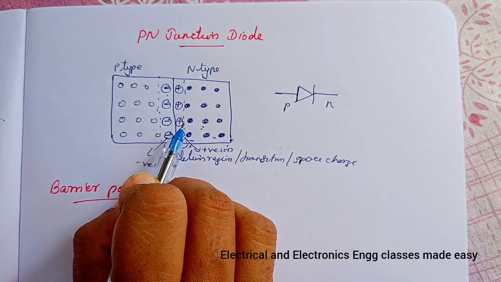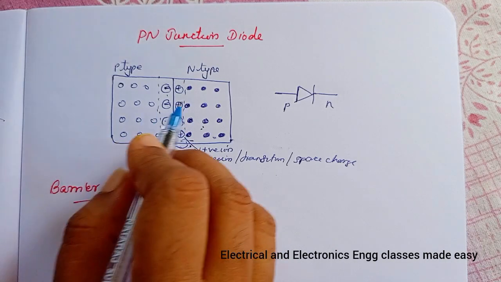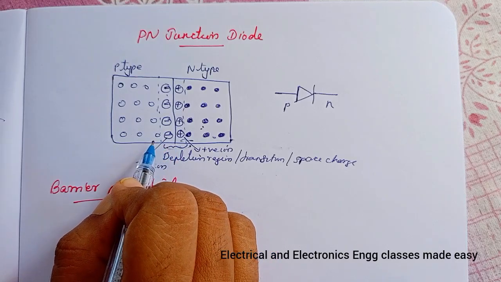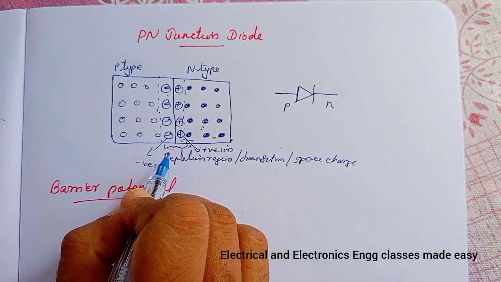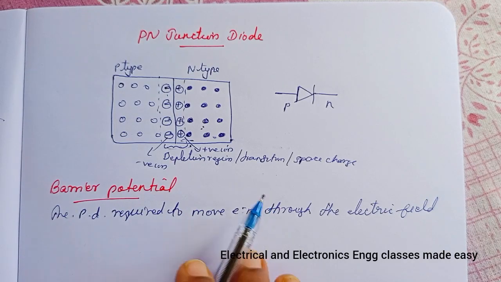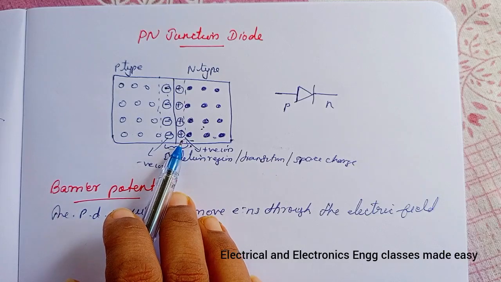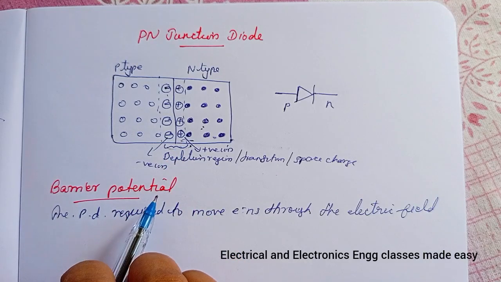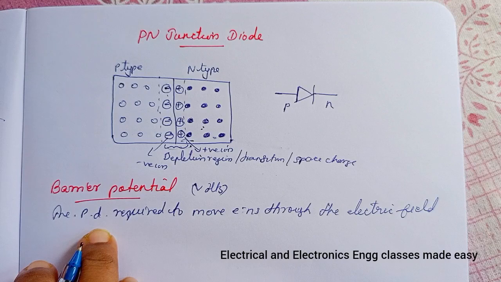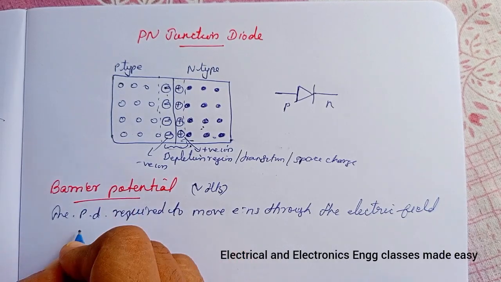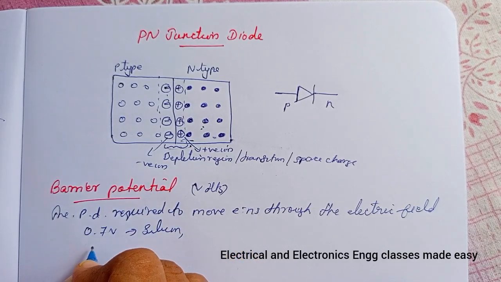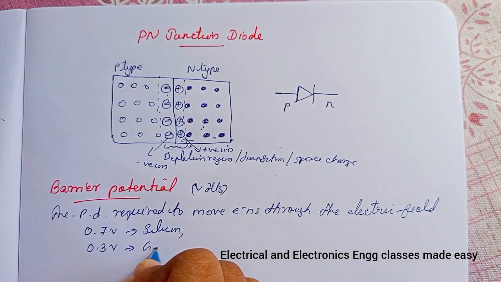And the potential difference of the electric field across the depletion region is the amount of voltage required to move electrons through the electric field, and this potential difference is called barrier potential. So the potential difference required to move the electrons through the electric field is called the barrier potential, and it is expressed in volts. And the typical barrier potential is 0.7 volt for silicon and 0.3 volt for germanium.